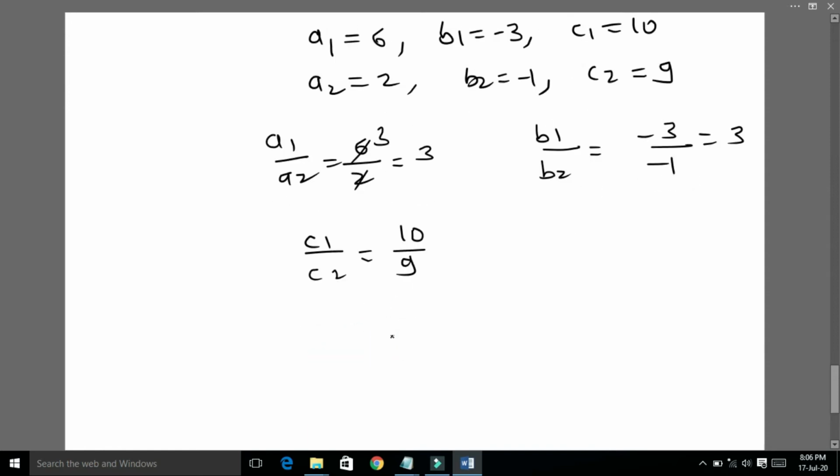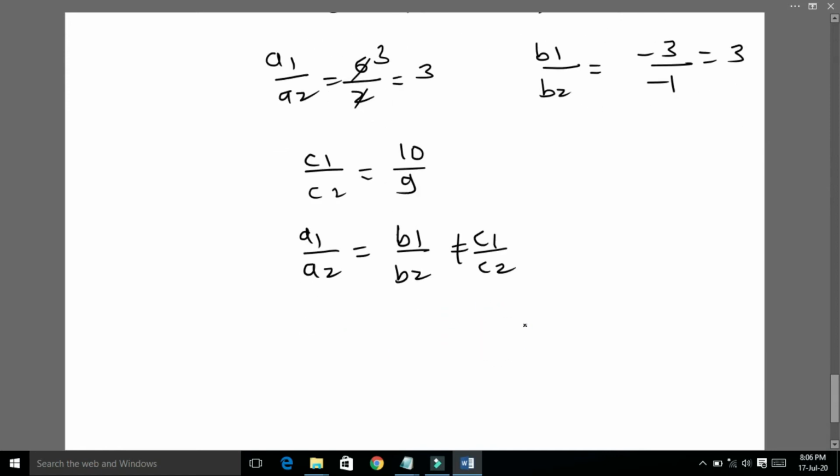So from these ratios we can say that a1 upon a2 is equal to b1 upon b2 is not equal to c1 upon c2. So the lines are parallel. Since this ratio a1 upon a2 is equal to b1 upon b2 is not equal to c1 upon c2, therefore lines 1 and 2 are parallel lines.